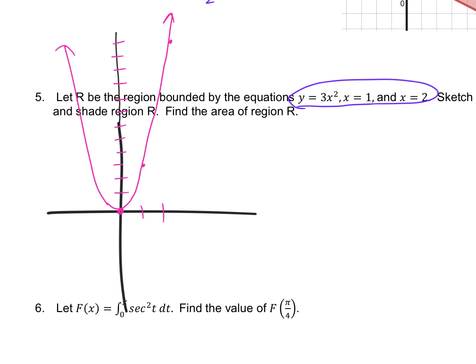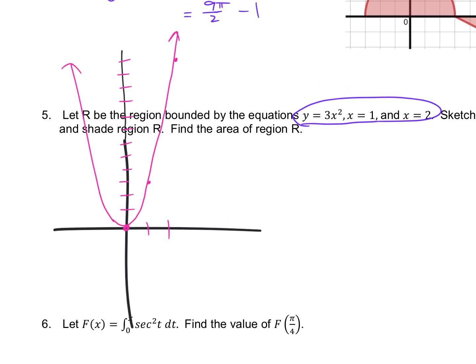So that's that. What kind of graph is x equals 1 and x equals 2? Vertical lines, right? So it's going to be a vertical line through x equals 1 and a vertical line through x equals 2. And if R is the region bounded by all 3 of those, what area should I be shading in? Yeah, it's like this trapezoid-ish shape in here.